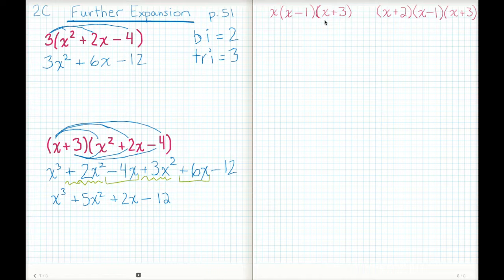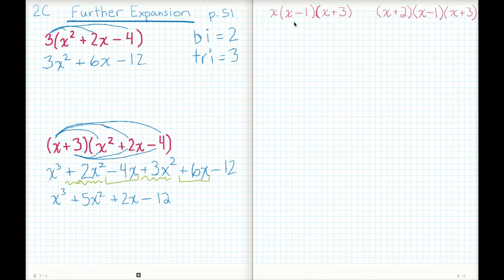Let's do one that's a little bit more complicated. Here I actually have 3 expressions multiplied by each other, a lot more terms, a monomial, just a single variable, a binomial, and a binomial. I find these easiest to start from the back, but you can actually do it in any order you want.